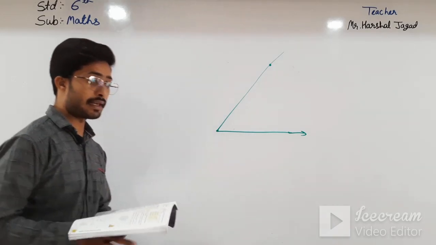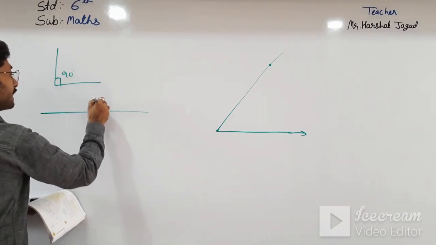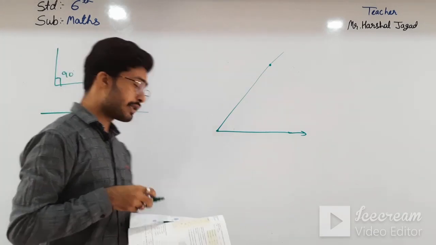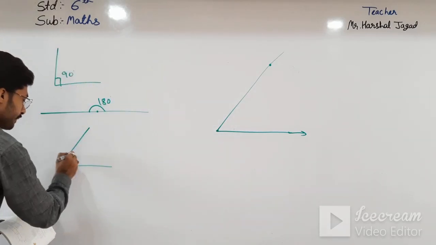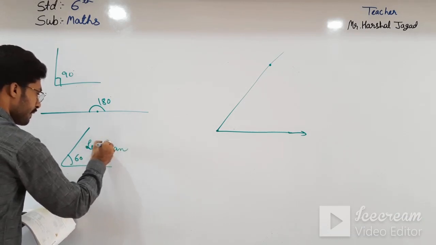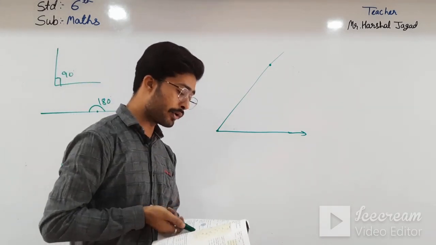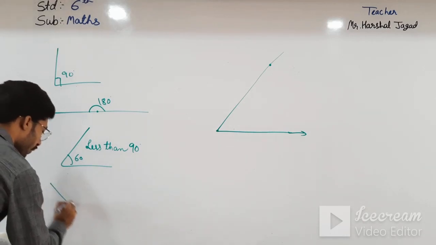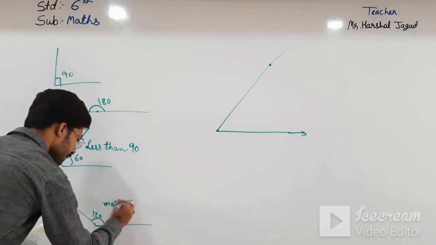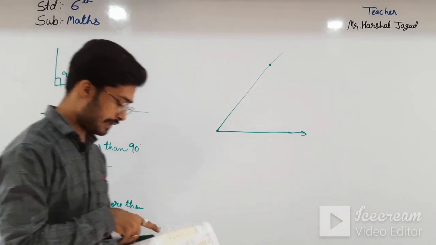Then comes straight line, that is 180 degree. A straight line is when you put a point at a midpoint and it is 180 degree, then it is a straight line. Then coming towards acute angle, which is less than 90 degree, then it is an acute angle. See here, an obtuse angle is more than 90 degree. Okay students, this will be asked.